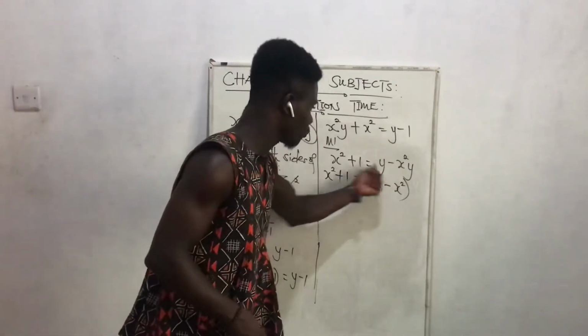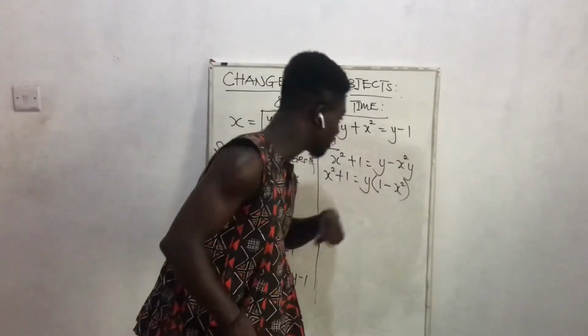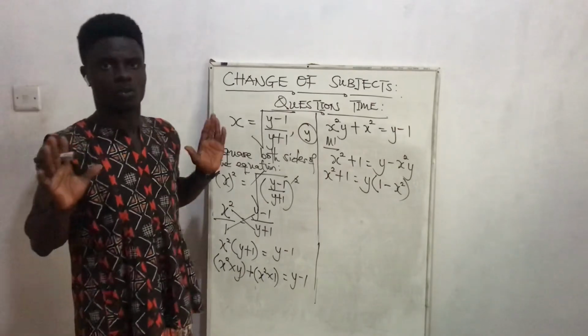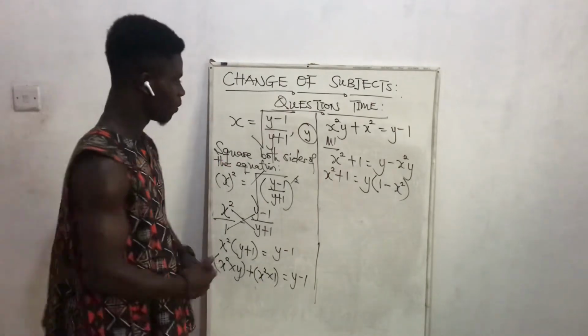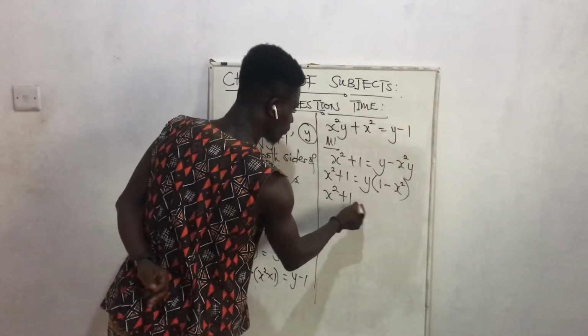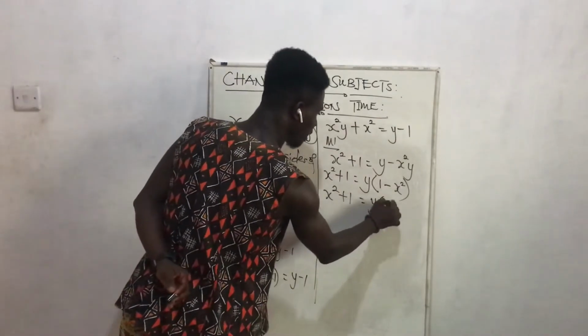y times 1 gives y. Then y times negative x squared gives negative x squared y. So we are correct. So we are through to go. So now I have x squared plus 1, which is equal to y times (1 minus x squared).